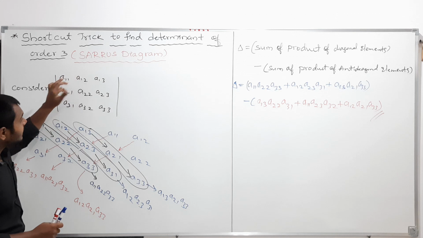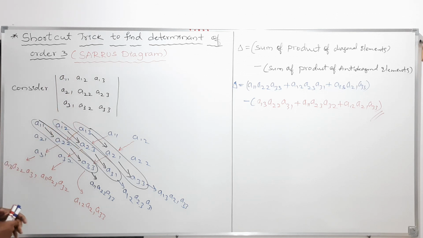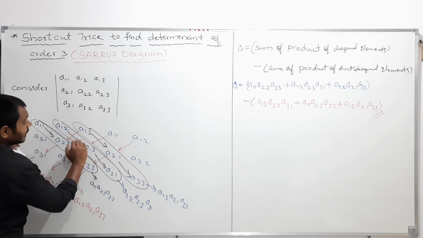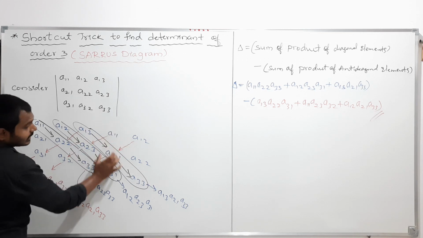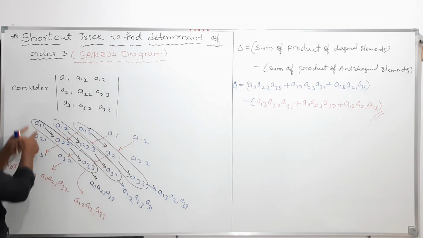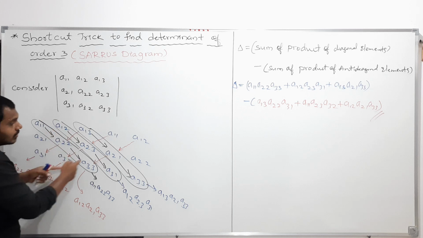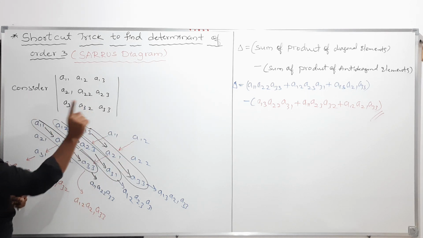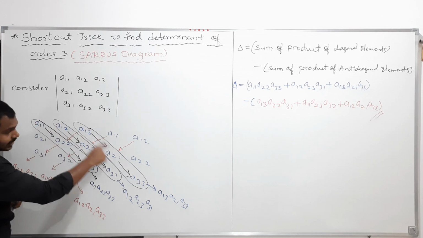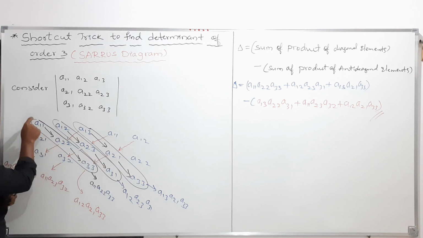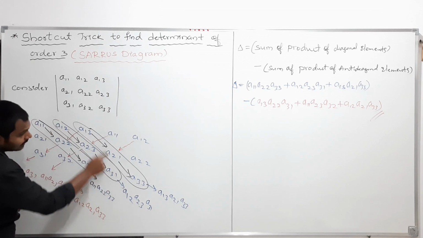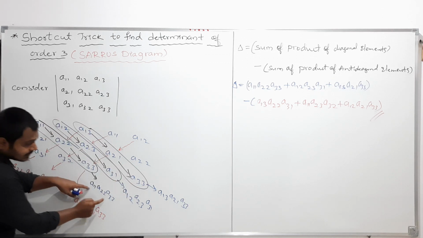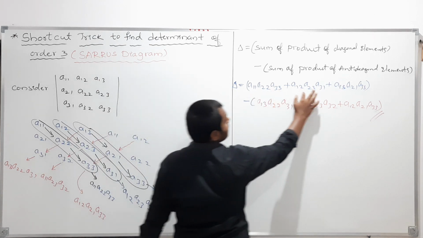First, write the elements of the determinant as they are. After writing this, on the right side, write the first two columns. This is column 1, this is column 2. After writing this, take the sum of the products of the diagonal elements. These are all the diagonal elements. First multiply these three diagonal elements: multiply here, multiply here, multiply here. Clear? And now take the sum of this. So I have taken the sum of this.